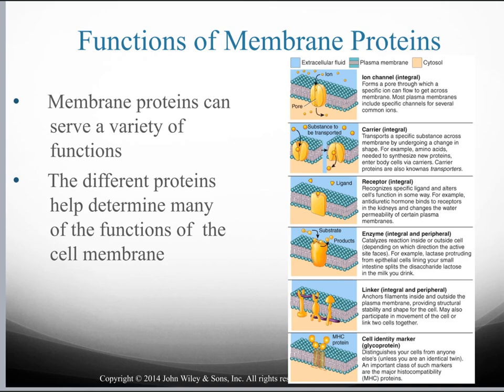Linker proteins are integral and peripheral. These are anchors, filaments inside and outside the plasma membrane, providing structural stability and shape for the cell. They also participate in movement of the cell or link two cells together. And we're going to name some of these linker proteins when we talk about desmosomes and hemidesmosomes and see exactly how they do that. The next are MHC proteins. These are identity markers. These are how cells identify themselves. They are glycoproteins. It's the way your body distinguishes your cells from anyone else's. So it's a major part of our histocompatibility or immune system.